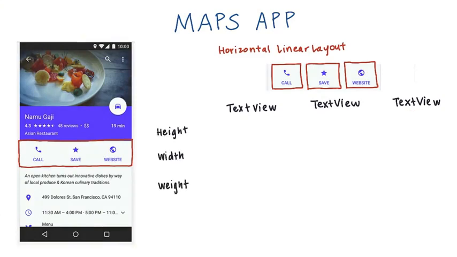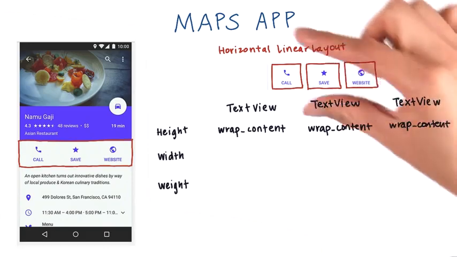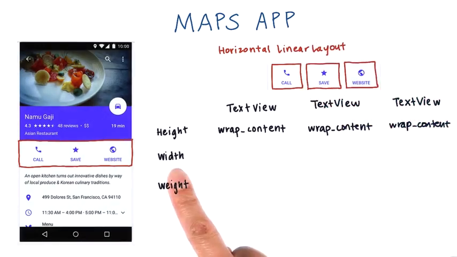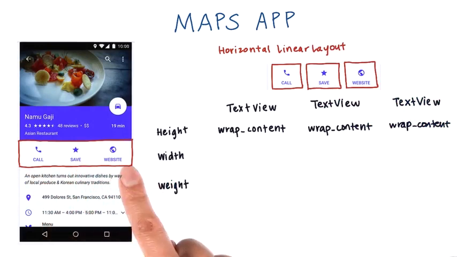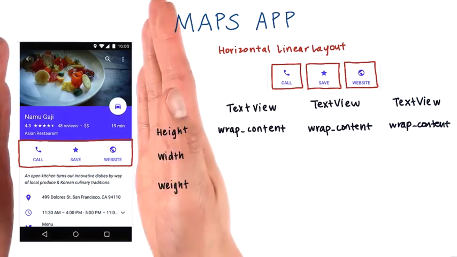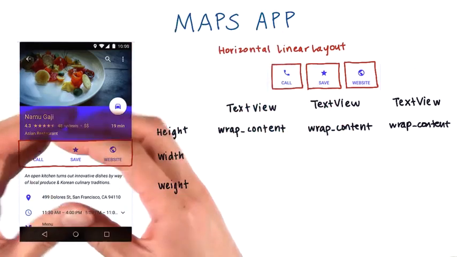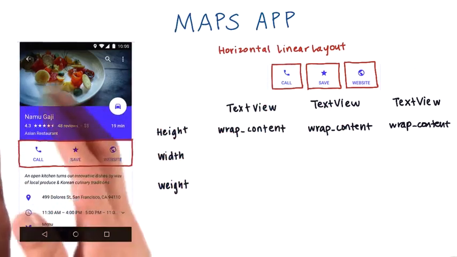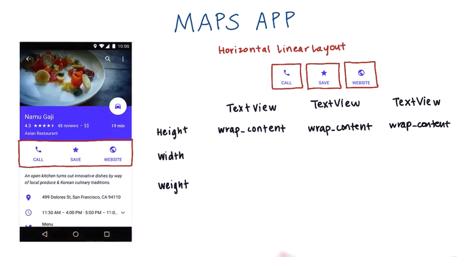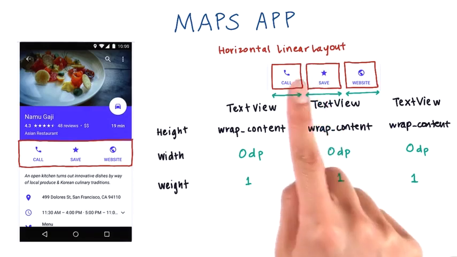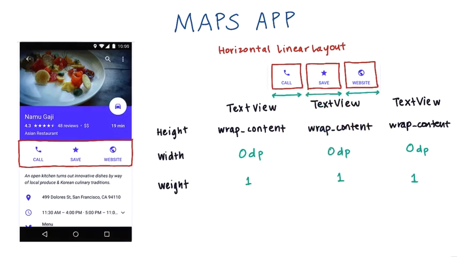The height of each text view is going to be wrap content because it wraps to the height of the content inside of it. Now the width is a little bit trickier. We want each of these text views to be spread out equally across the width of the screen, depending on whether it's a small device or a really large device. We don't want all 3 text views to be grouped into the left-hand side of the screen. So to space children out equally, we give them equal weights. We set a width of 0 and a weight of 1 for each of them. That way the available width in the parent will be spread out equally across the 3 children.